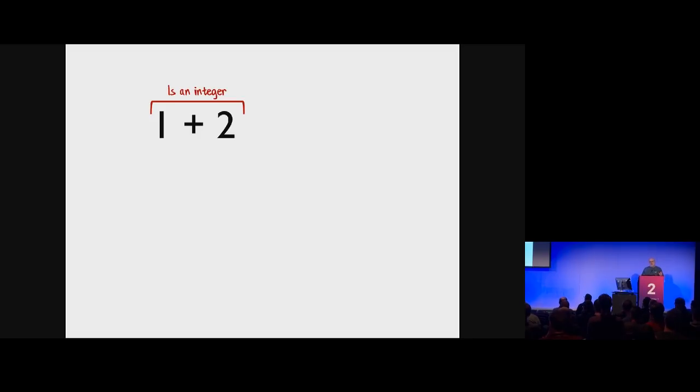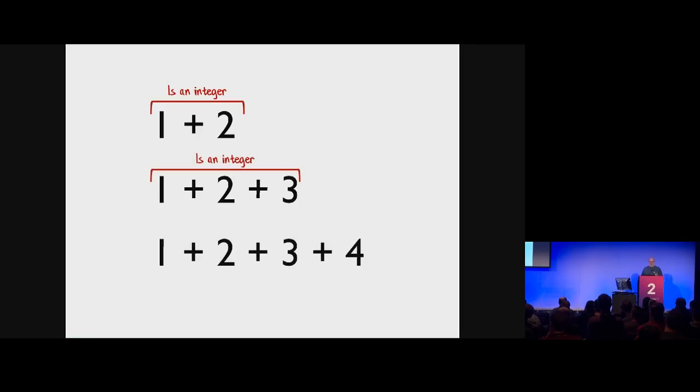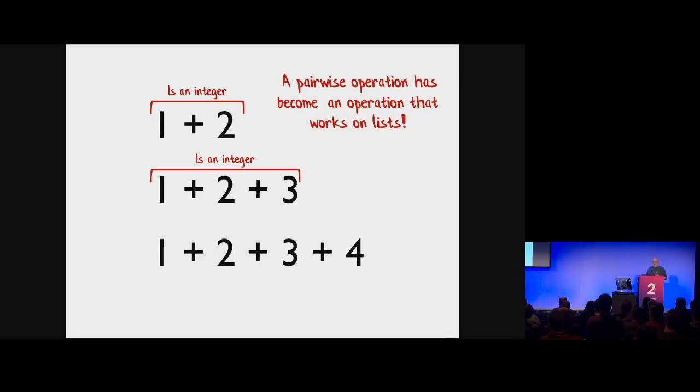Okay. What's interesting about this pattern is that when you add two things together, in this case two integers, you get another integer. You can keep going. So I can add three to that, and that gives me back another integer, right? And so I can add four to that. So I can keep adding and adding and adding, just like the Lego. So the Lego analogy is quite good. What we started off with was a pairwise operation, like addition or multiplication or adding strings together, and we now have an operation that works on lists. We can actually extend it infinitely, adding more and more things without ever running out.